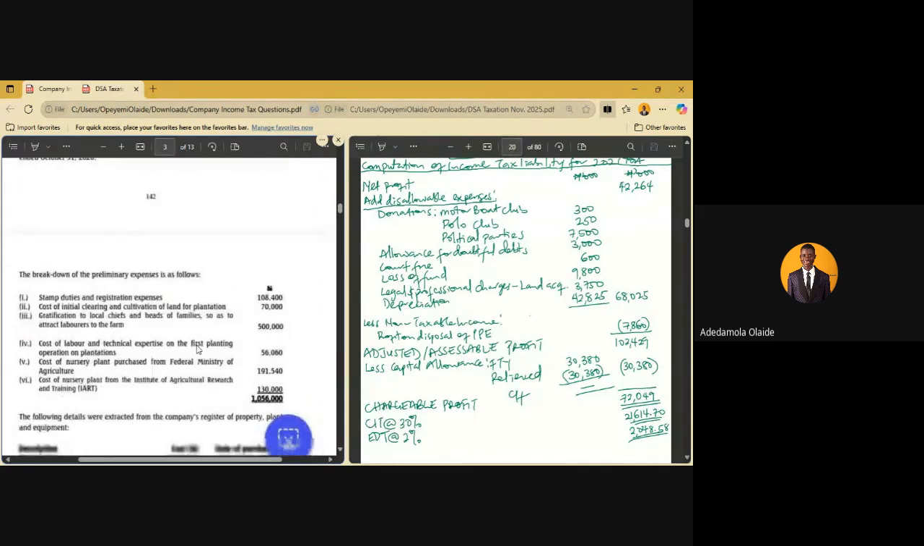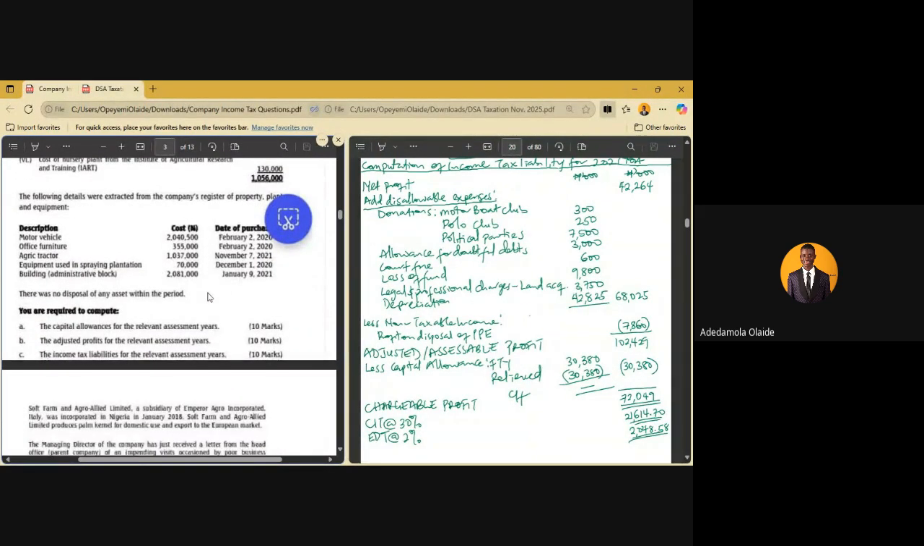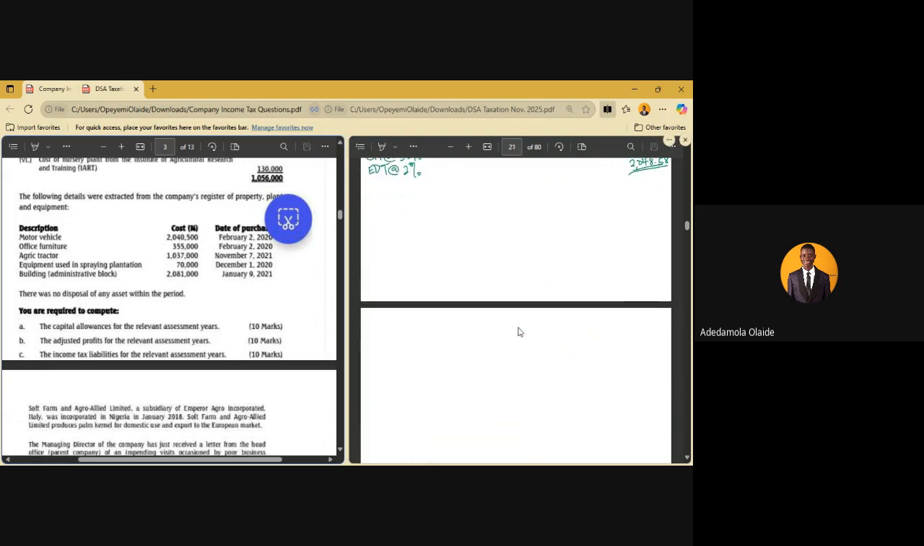They now give us the breakdown of the preliminary expenses, and we are given the schedule of the details that were extracted from the company's register of PPE. We were told that there was no disposal of any asset within the period. We are asked to compute capital allowance for relevant assessment years, to compute adjusted profits for relevant assessment years, and to compute income tax liability for relevant assessment years.